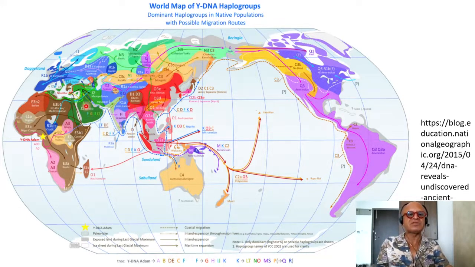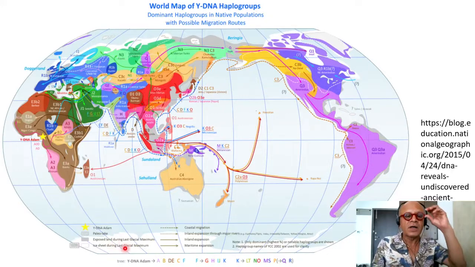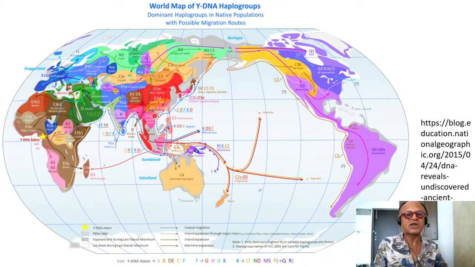So as mixing happens, the haplogroups are formed across, and they can also be used to determine dominant haplogroups in native populations with possible migration routes. So you can see how various numbers of haplogroups are noted here. So Y DNA Adam, and there is the mitochondrial DNA Eve kind of terminology that is used here. So you have Paleolake exposed land during the last glacial maximum. So various hypotheses are mentioned that could have led to the migration routes.